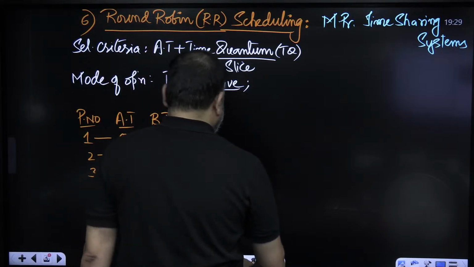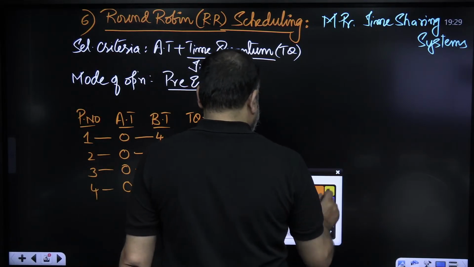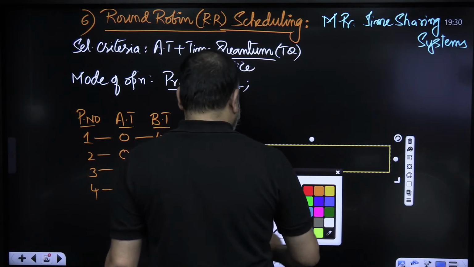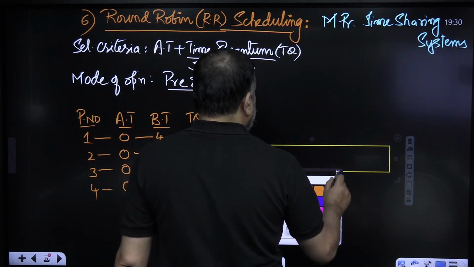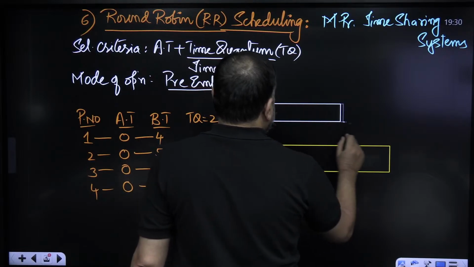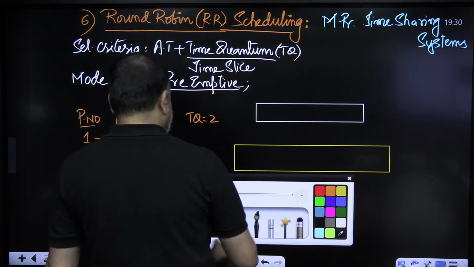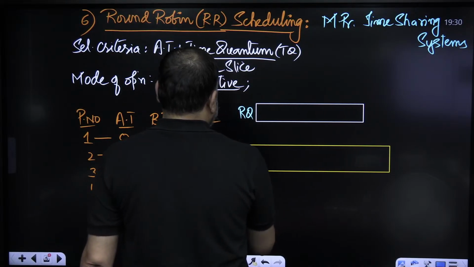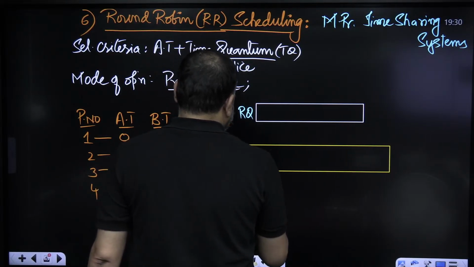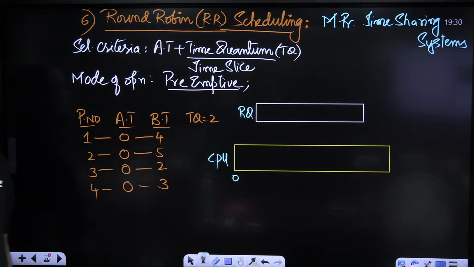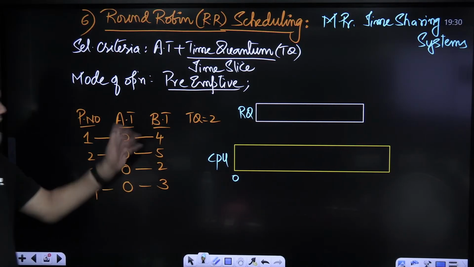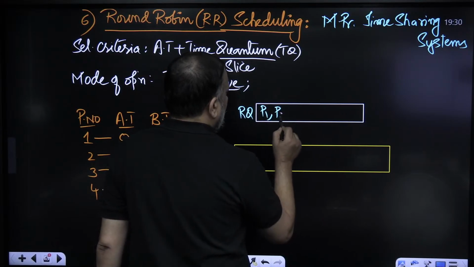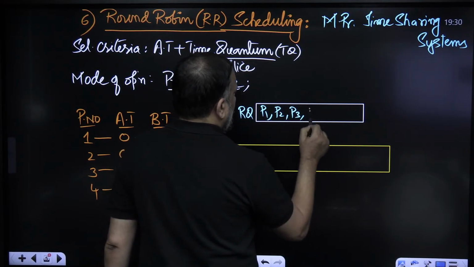So how will the processes get scheduled? So let's draw the Gantt chart here. Now round robin is a scheduling technique जहां पर आपको ready queue का status maintain करना होगा. This is ready queue and this is CPU. Time is 0. At time 0, we have all the processes P1 to P4.